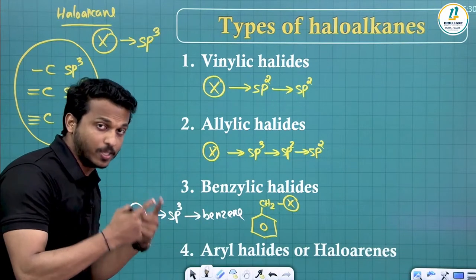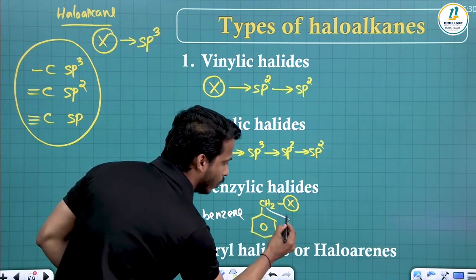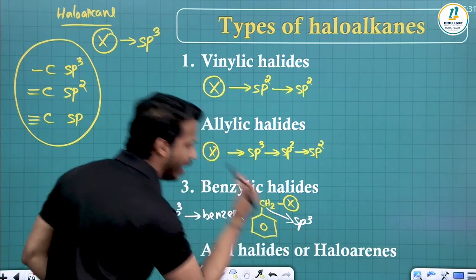Halogen connected to carbon sp3, then it's connected to benzene. See all of you, halogen connected. What is this carbon hybridization? Full single bond, sp3. Then a benzene ring.